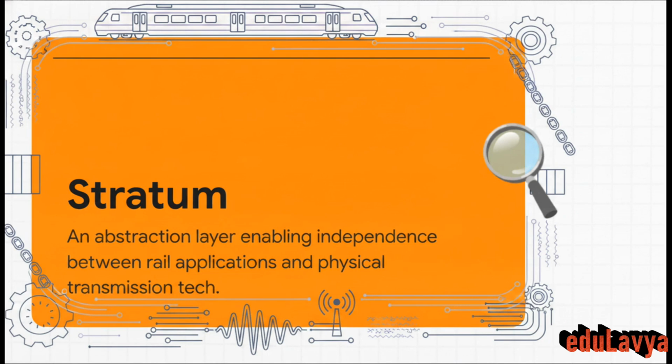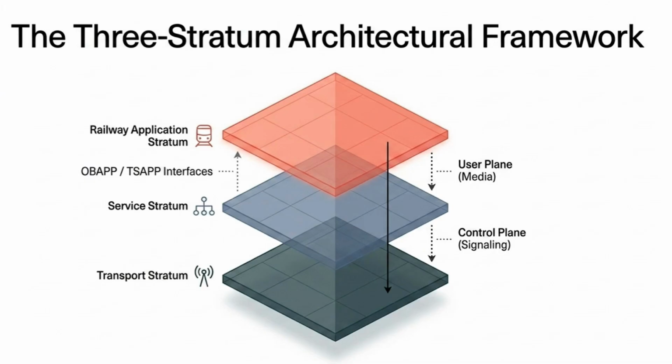You know, legacy systems like GSM-R, they were built as these tightly bound monoliths. Everything was locked together. But modern rail absolutely needs a new paradigm. Enter the stratum. By definition, a stratum is an abstraction layer designed to enable complete independence between the railway applications and the underlying physical transmission technology. Think about it. Trains are on the tracks for literally decades, right? But telecom tech? That evolves every few years, so separating them is absolutely crucial. It's what ensures future-proof interoperability.